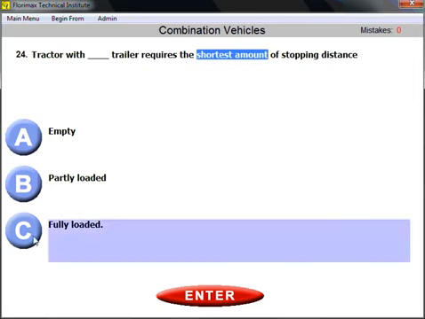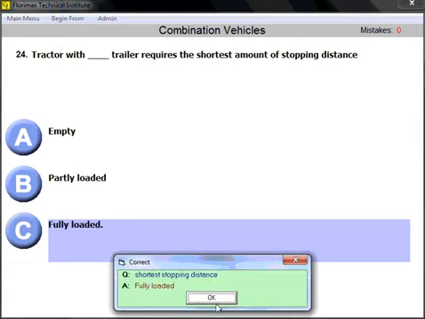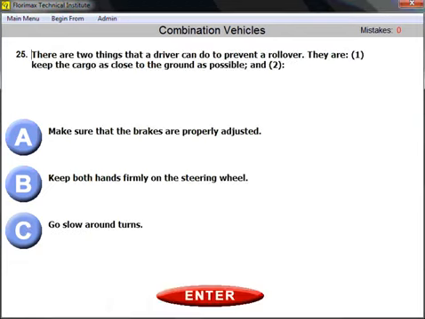And the correct answer is C, fully loaded. Not empty, not partly loaded, not overloaded. It's just fully loaded. It takes the shortest amount. Okay? The distance is the shortest one. Fully loaded trailer. Again, a repetition of the same question we encountered before.